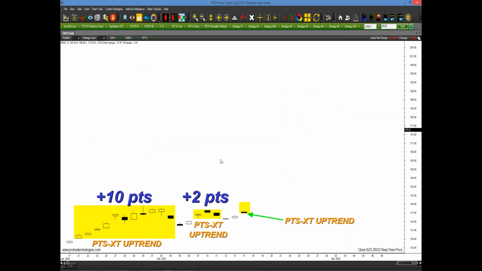All right, let's look at ZROZ here. We had a setup here at the beginning of January that would have generated 10 quick potential points. Then you're out right here. Then you have a quick 2 points roughly that you could have made, but it most likely wouldn't have done anything. And most likely if you were stopped out, you would have lost anywhere from 2 to 3 points. But right here, you had another chance to get in. This was in mid-February to go long.